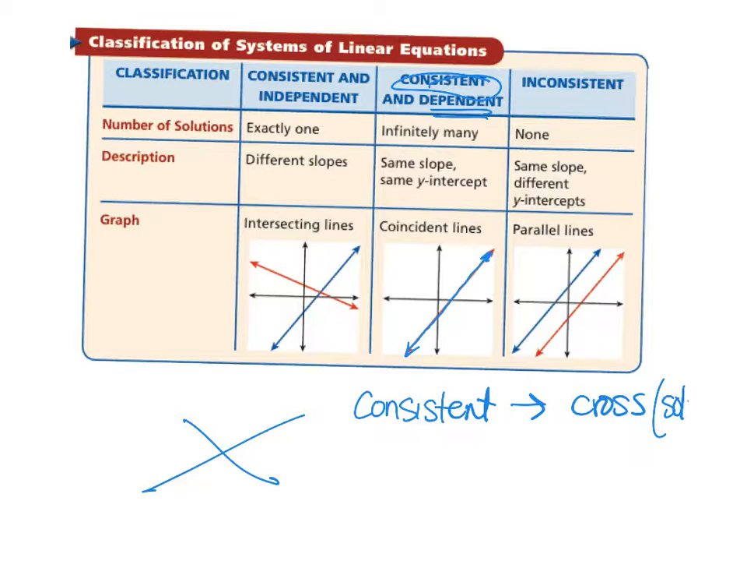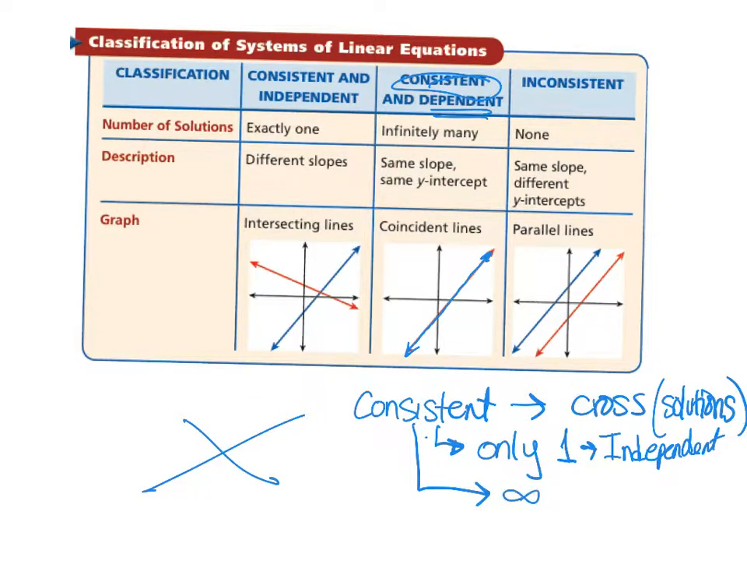Or if there's a solution, so if there's solution or solutions, it's consistent. If there's a solution but there's only one, then it's called independent. And if there is a solution but there's infinite, because it's the same line, then it's called dependent. So the word independent is telling you there's only one solution. And the word dependent tells you there's infinite. Now, if you have no solutions, it's just inconsistent.